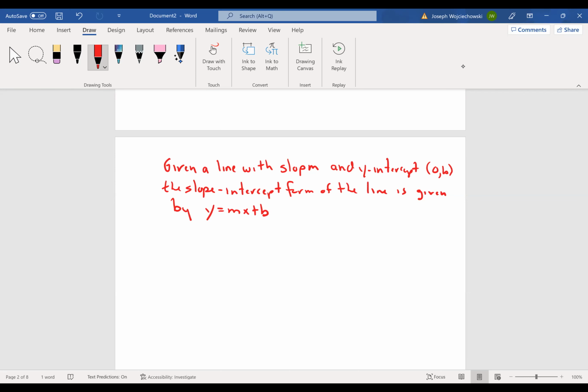Or if I'm given an equation, say 2x plus 4y equals 8, I can write it in slope-intercept form. I need to solve for y. So we'll subtract 2x from both sides. 4y equals negative 2x plus 8. Then I'll divide by 4 and I get y equals negative 1/2 x plus 2.